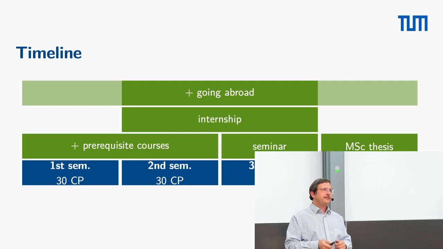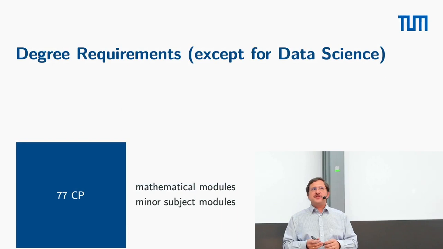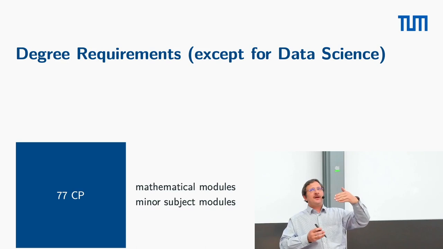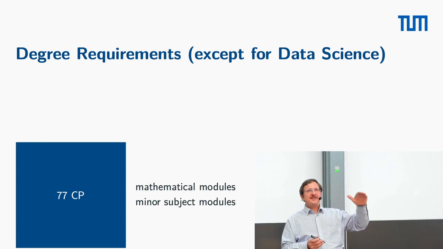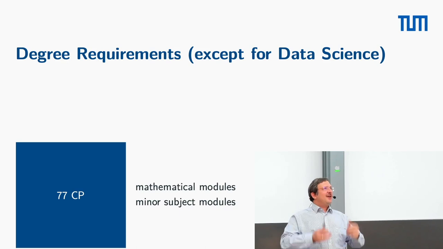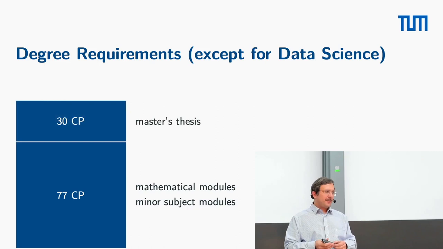So let's talk a little bit about the requirements for getting a degree. Basically, you need to earn a certain number of credits in certain sections. So that means for certain modules. I'll first talk about the general degree requirements for all programs except for data science, and then I'll point out the differences. So basically, in all of our programs except for data science, you earn 77 credits in mathematical modules and in what I call minor subject modules here. The name is different depending on the program, but usually that means non-mathematical modules, but applications in other fields that you can do, sometimes have to do as part of your program, and sometimes they're optional. So that's at least 77 credits for those.